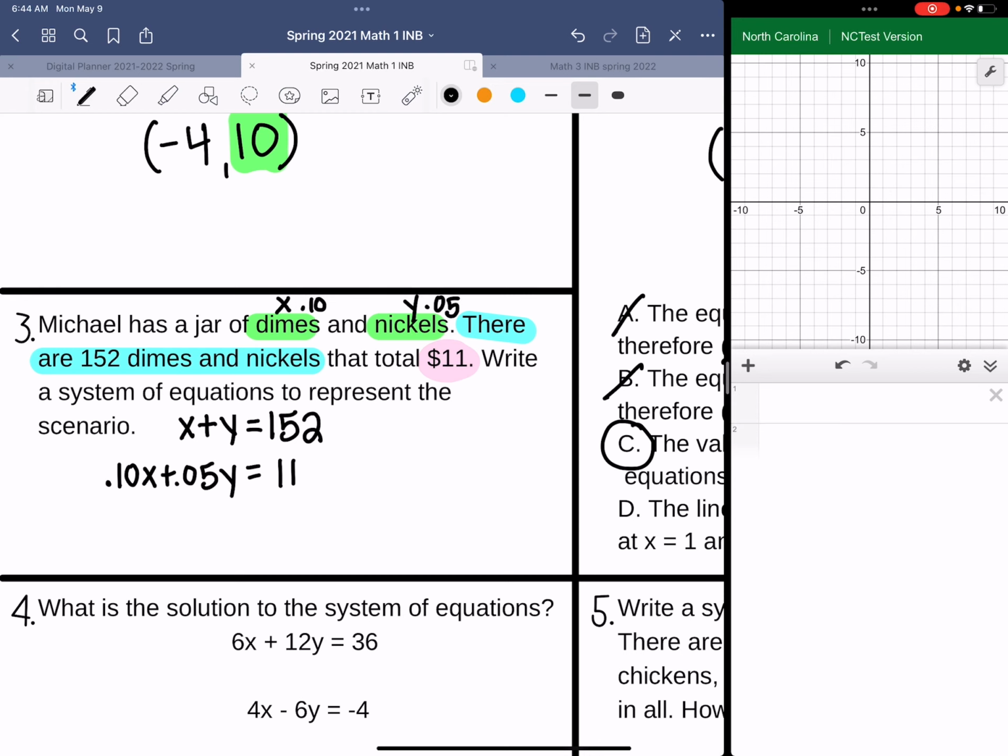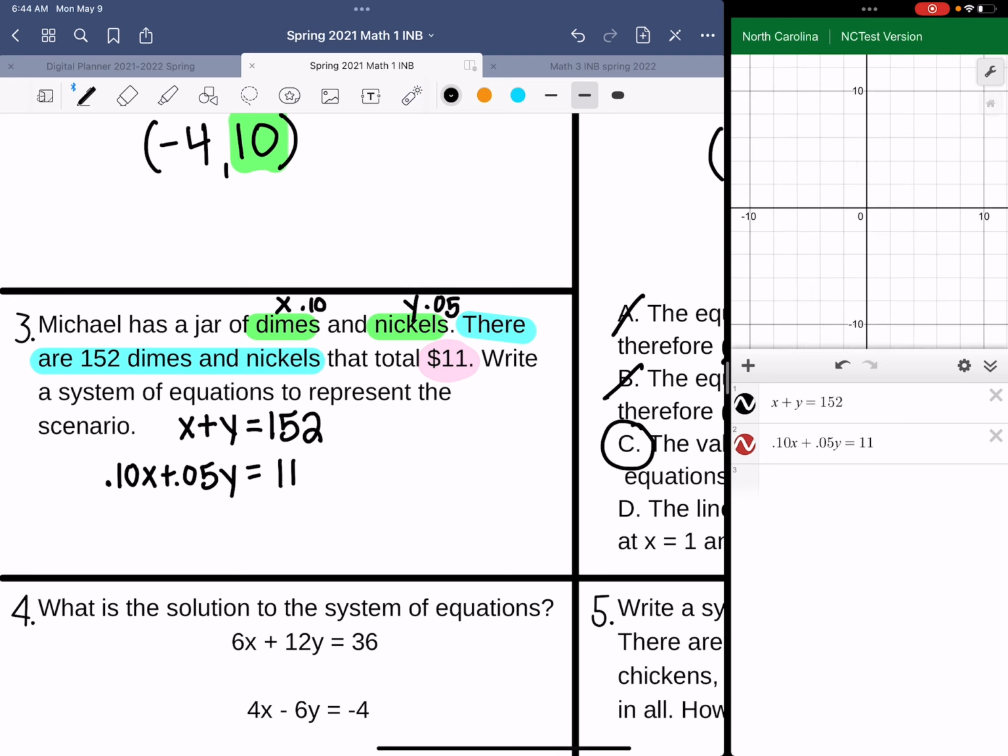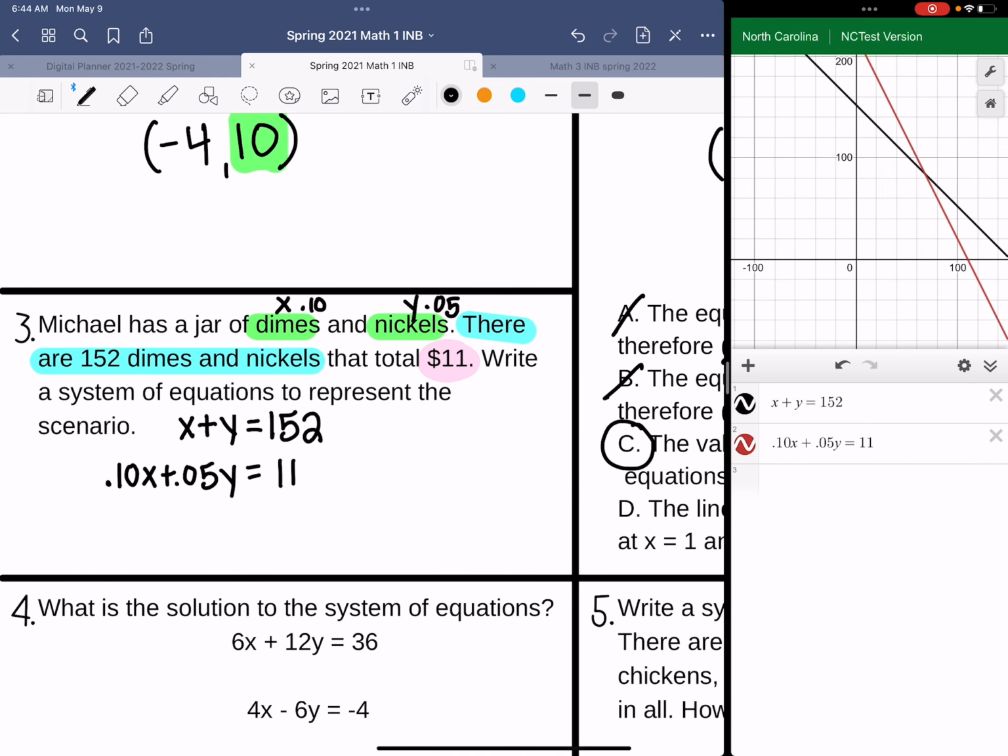Now, if we did want to find the solution to that, we would just type this into Desmos. And when we type this into Desmos, we will find our solution. So we're going to have to zoom out a little bit. And we can see that the solution is 68 dimes and 48 nickels.